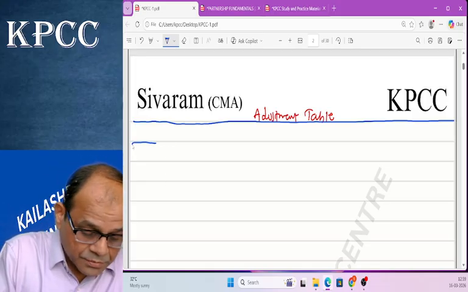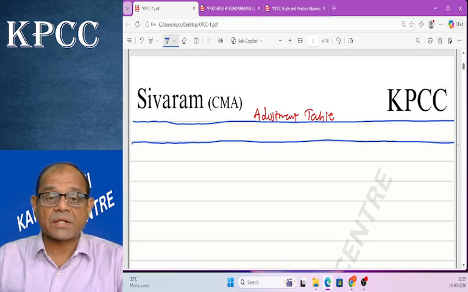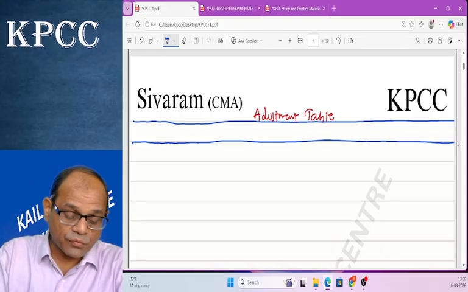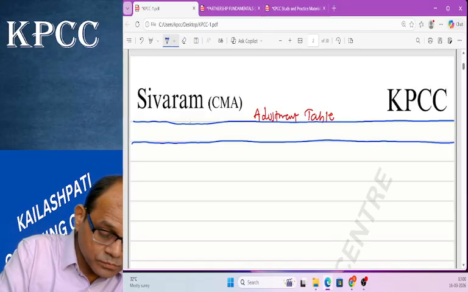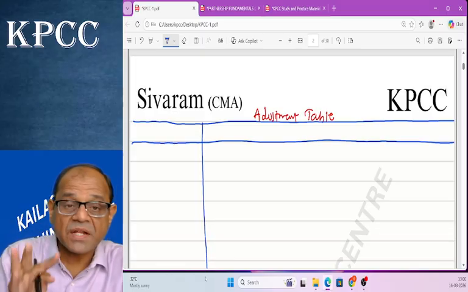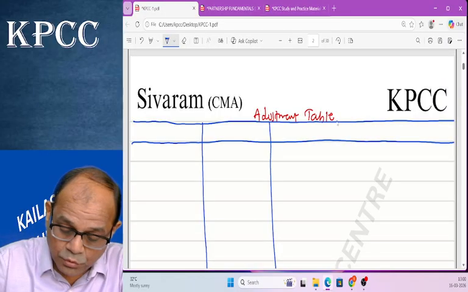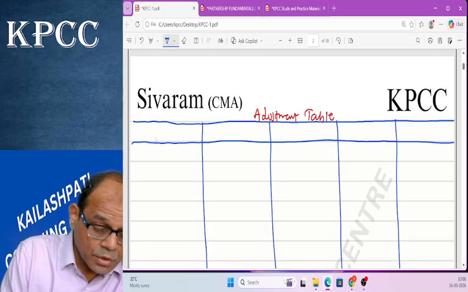Okay, adjustment table. Now there are totally how many partners? 3. 3 plus 2, 5 columns. Divide your page into 5 equal columns. If 2 partners are there, 4 columns. Now 3 partners are there, so 5 columns, 3 plus 2. If 4 partners are there, then 6 columns you have to divide your page into.